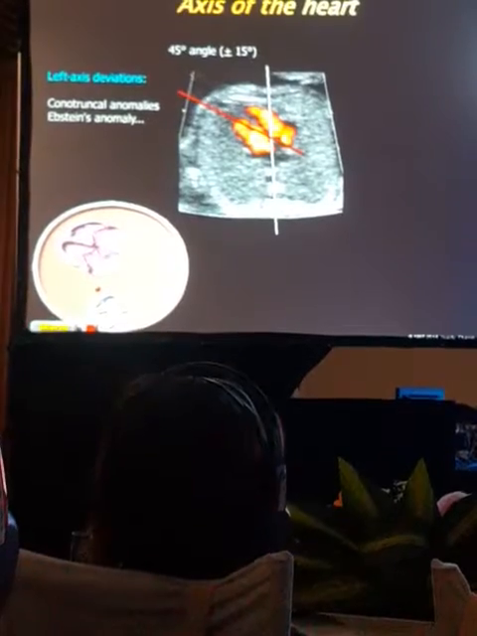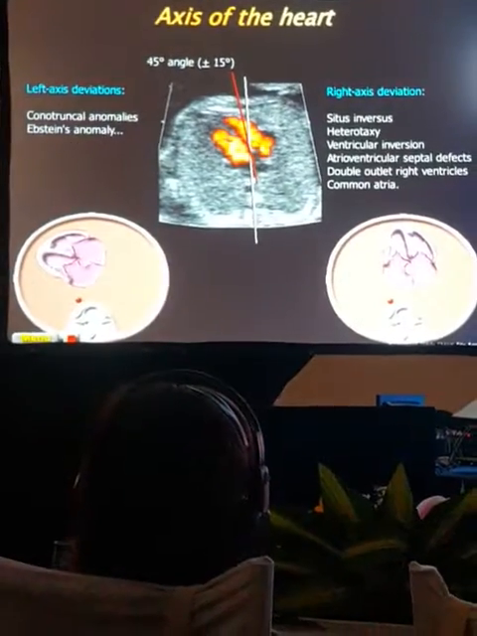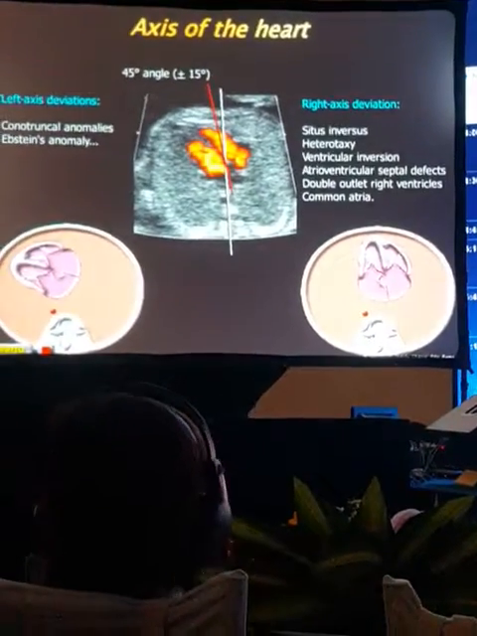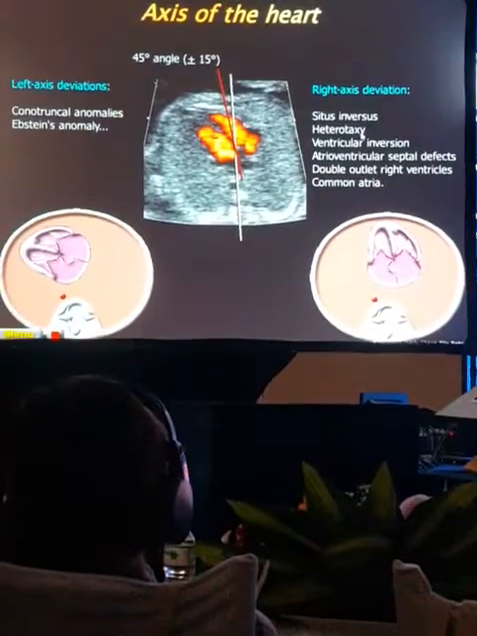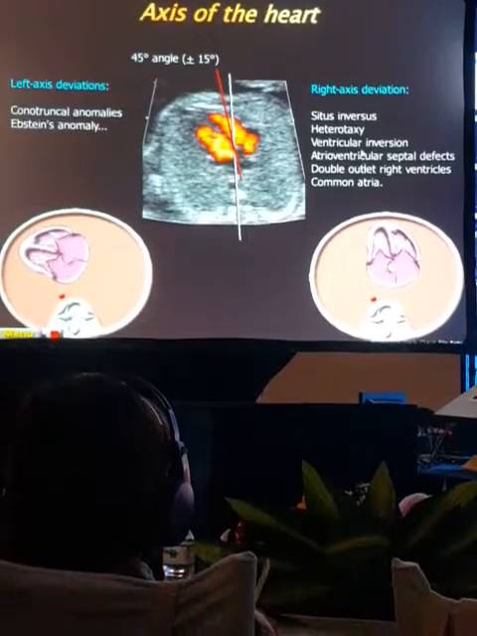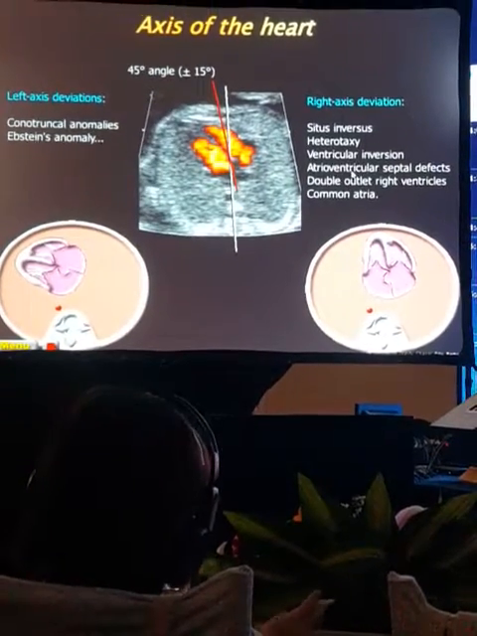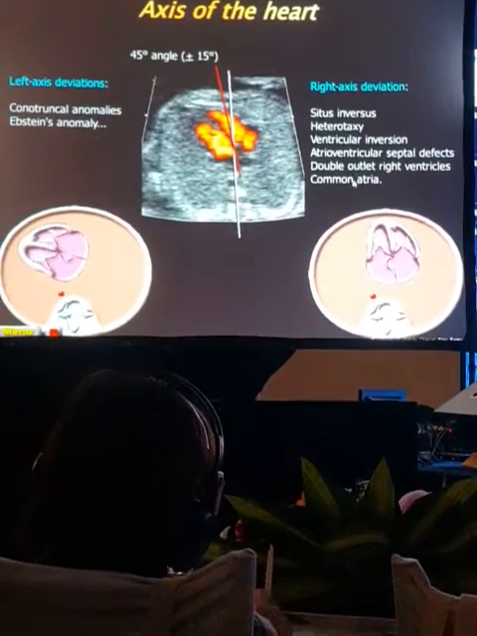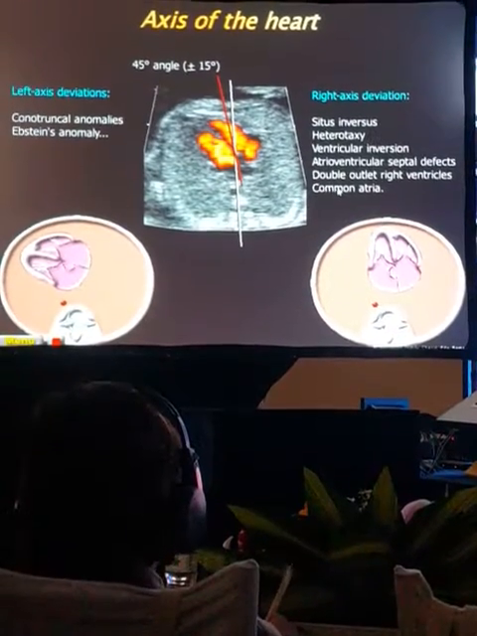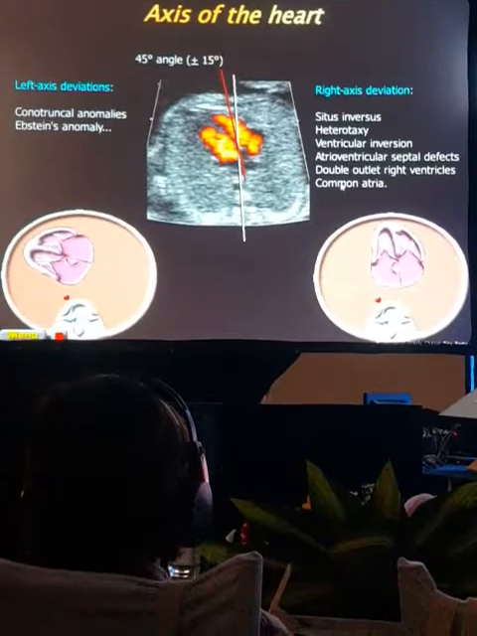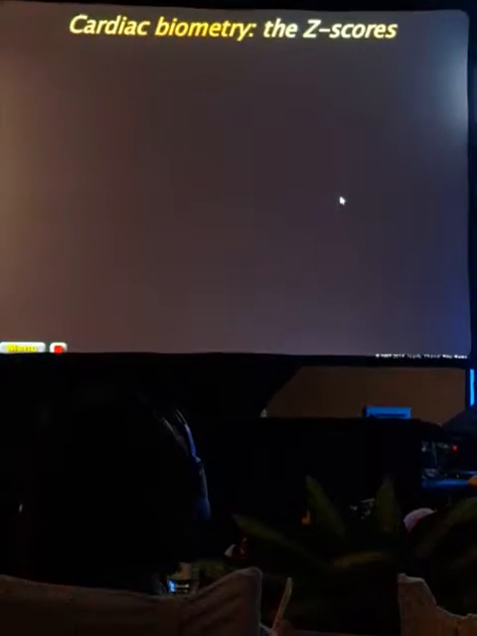Conversely, we can have a right axis deviation, in which the heart is more to the right of the midline, and that occurs in situs inversus, atrial isomerism syndromes, ventricular inversion, atrial septal defect, hypoplastic right ventricle, and common atrium. So, anomalies. Don't bother memorizing that, you can just look it up.